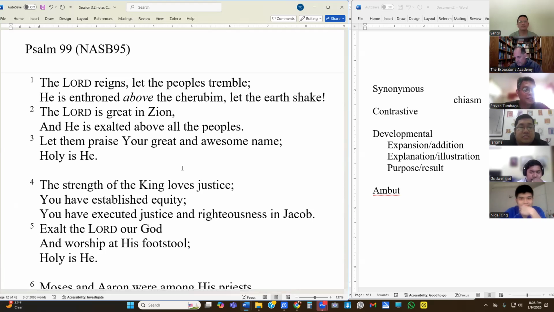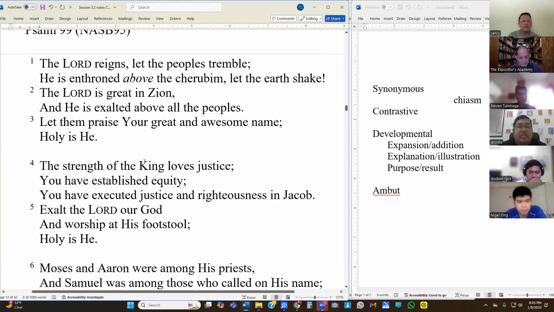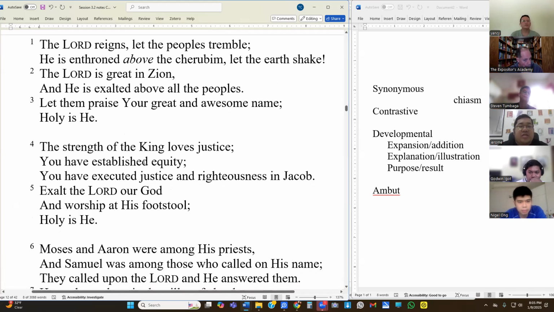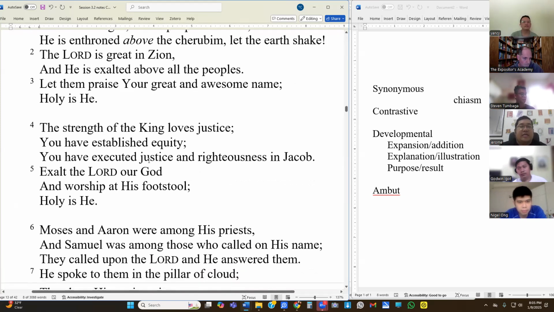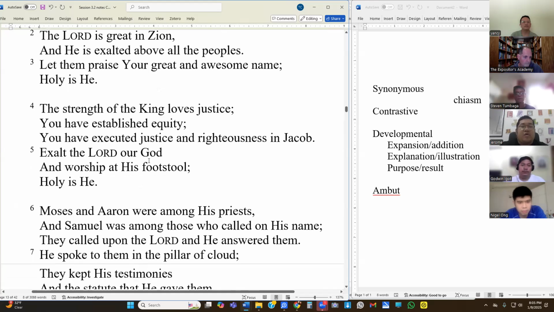The Lord reigns. Let the peoples tremble. He is enthroned above the cherubim. Let the earth shake. The Lord is great in Zion, and he is exalted above all the peoples. Let them praise your great and awesome name. Holy is he. Verses 4 and 5. The strength of the king loves justice. You have established equity. You have executed justice and righteousness in Jacob. Exalt the Lord our God and worship at his footstool. Holy is he.